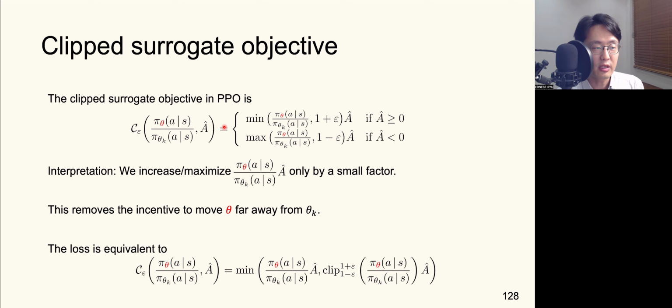By the way, this clipped PPO objective can be equivalently written as a min of these two quantities, and this clip is just the projection onto the interval of 1 minus epsilon, 1 plus epsilon. The fact that these two definitions are equivalent can be worked out. You sit down and work out some of the terms, and within a few minutes you can show that these two are equivalent. I won't go through the derivation myself because there's not too much insight beyond the mechanical derivations. But again, these two are equivalent.